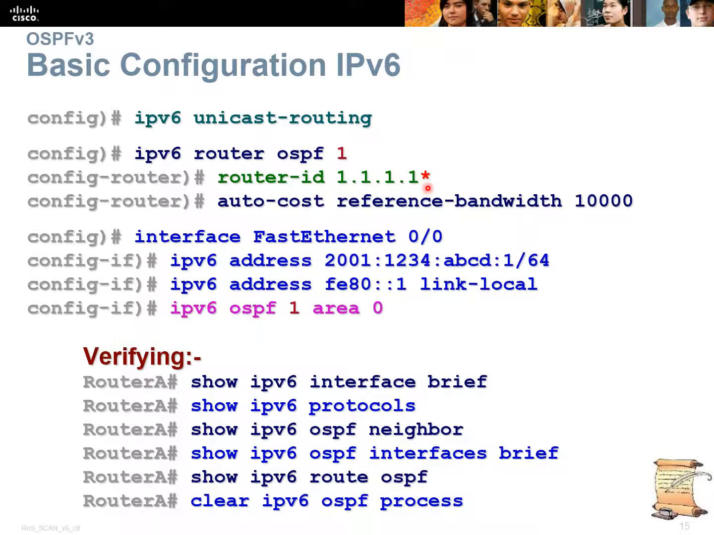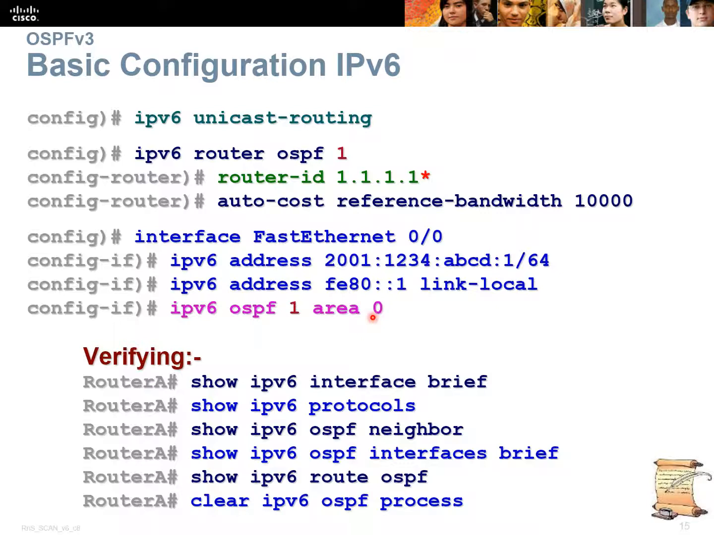Because how does OSPF get its router ID? It leeches it from any active interface. But what if you don't have any IPv4 active interfaces? Then you have to set it manually. And of course, a favorite command, auto-cost reference-bandwidth 10,000. So we set up our IPv6 exactly as normal, and now we say ipv6 ospf 1, which links it to this one here, area 0, done.